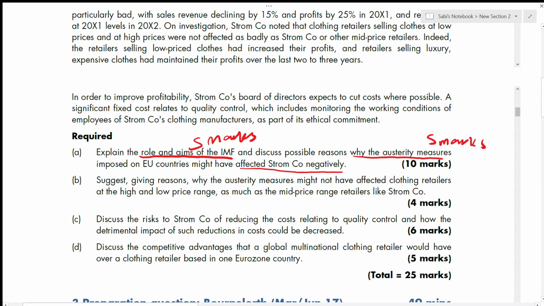Suggest, giving reasons, why the austerity measures might not have impacted clothing retailers at a high and a low price range as much as mid price range retailers like Strom company. So here also you can see 2. One is for the high clothing retailers, one is for the low clothing retailers. So that means 2 marks for high, 2 marks for low, right?